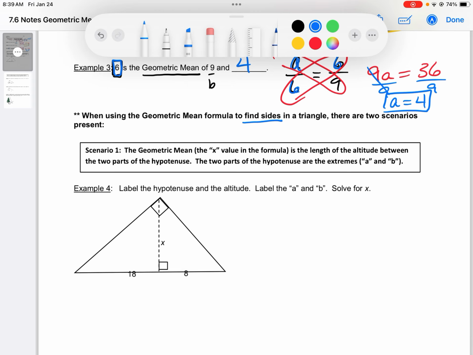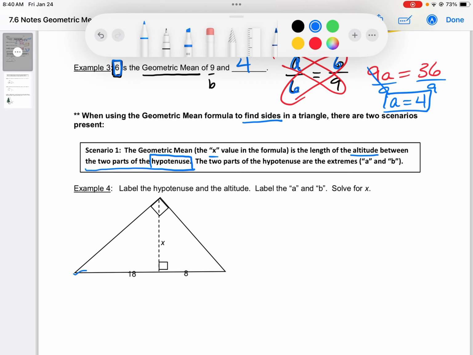And what it says here is that we can use the geometric mean, which is the X in our formula. You can use the X, or you can find the X value because it is the altitude between the two parts of the hypotenuse. So let's clarify that language a little bit.